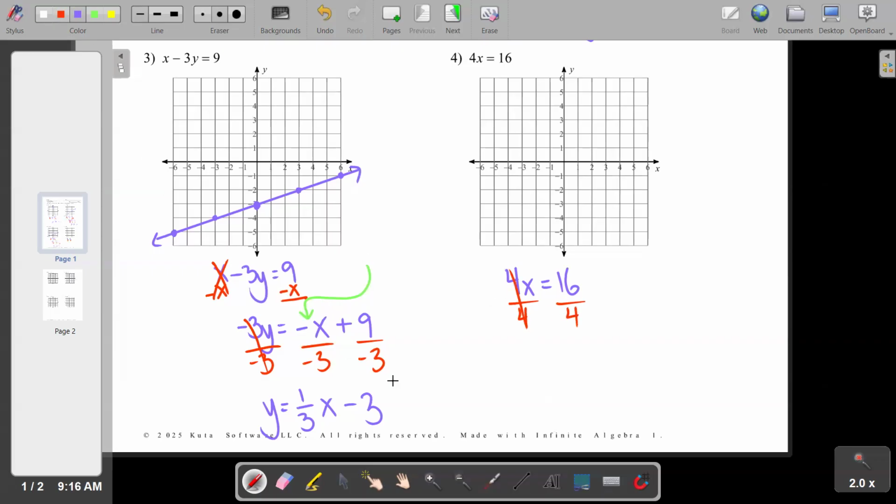What's our answer? Done. And we know from practice that lines that look like this, equations that look like this, produce lines that look like this.